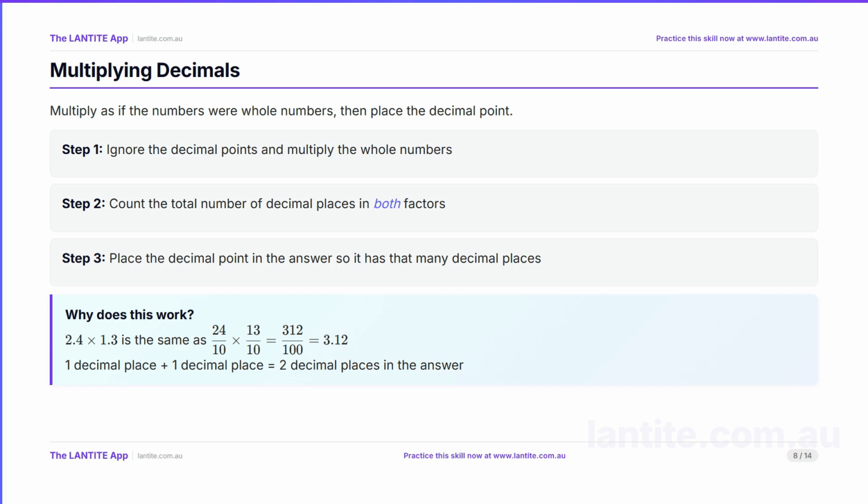Why does this work? Think of it this way. 2.4 is 24 divided by 10. 1.3 is 13 divided by 10. 24 times 13 is 312. Divide by 10 twice. That's dividing by 100, which gives 3.12. 1 decimal place plus 1 decimal place equals 2 decimal places in the answer.